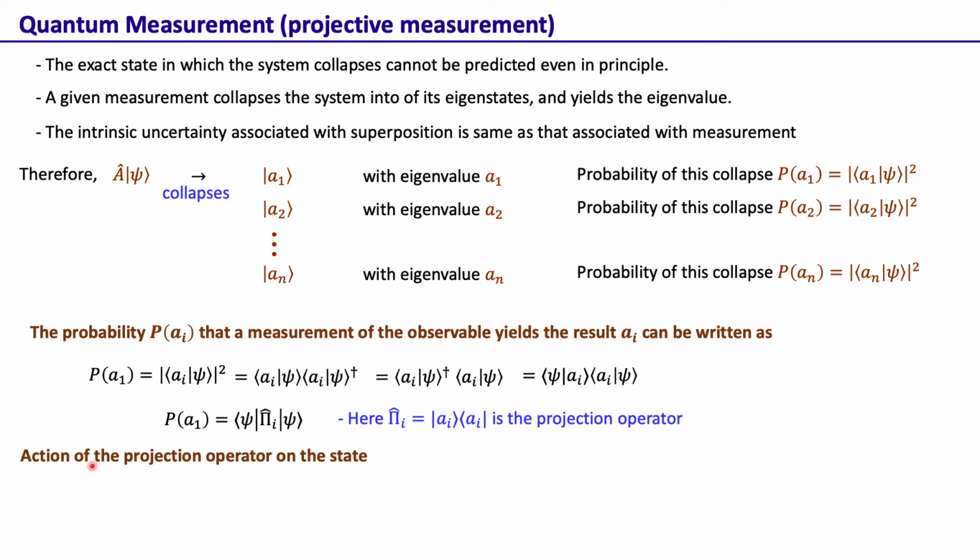Why is this a projection operator? That we can see. Let's do the action of this projection operator on the state. So let's act with this Pi_i on the psi. So we have this |Ai><Ai| acting on the psi.